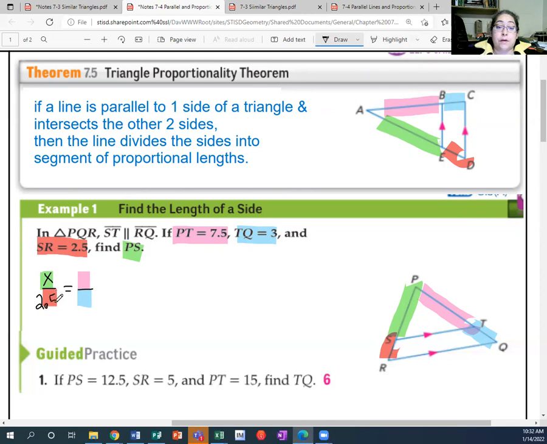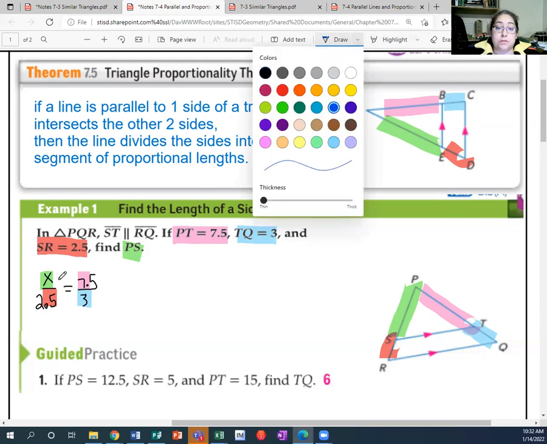I've already done the hard part. Going to take a brain break while I fill these out. I'm just matching colors. There we go. Brain break is over. Time for me to do my cross multiply and solve.